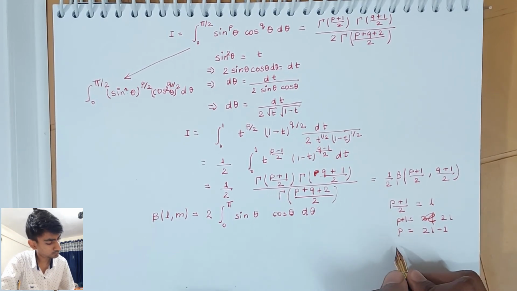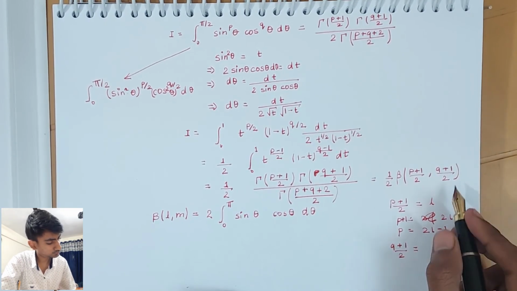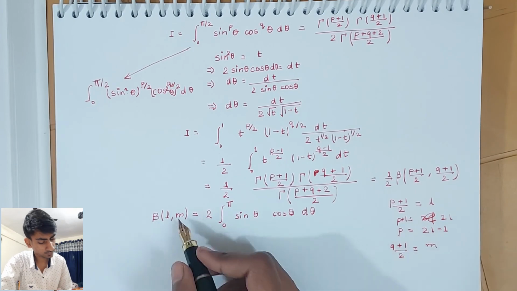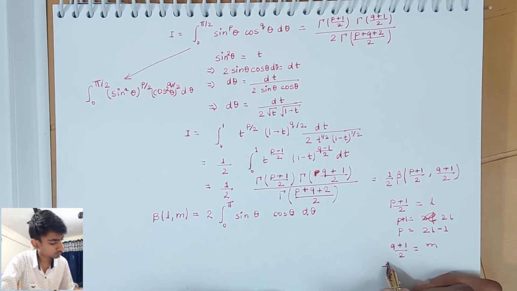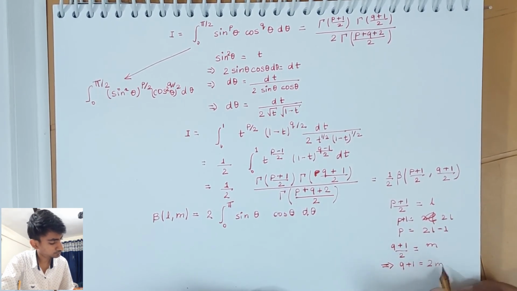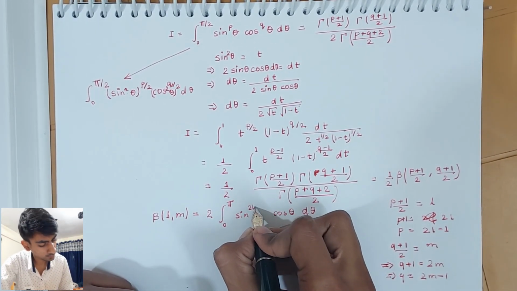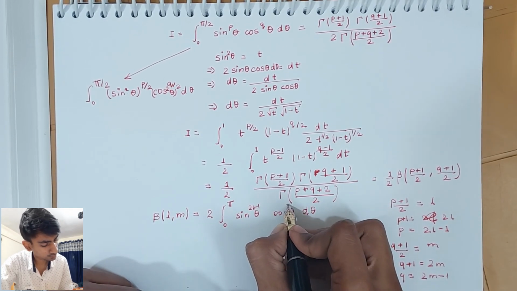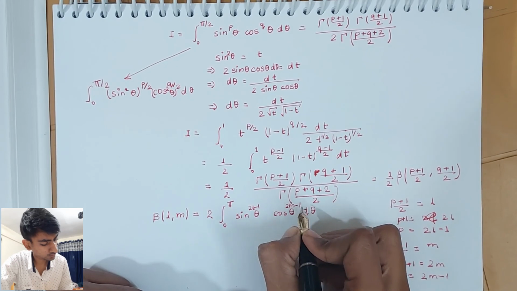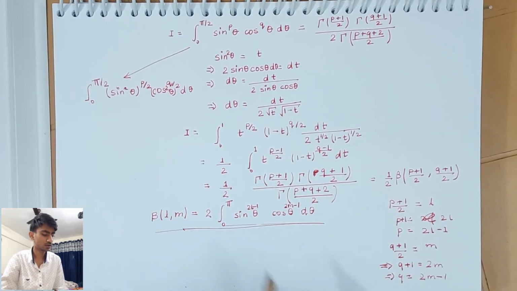And for q, similarly, q plus 1 by 2 is equal to m for our substitution over here. So q plus 1 is equal to 2m and q is equal to 2m minus 1. So it would be sine to the power 2l minus 1 and cos to the power 2m minus 1. This is the beta function in terms of sine and cosine, that is trigonometric functions.